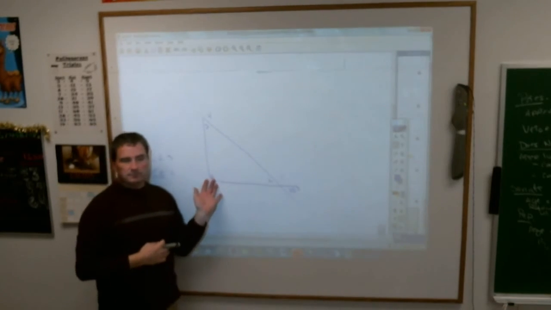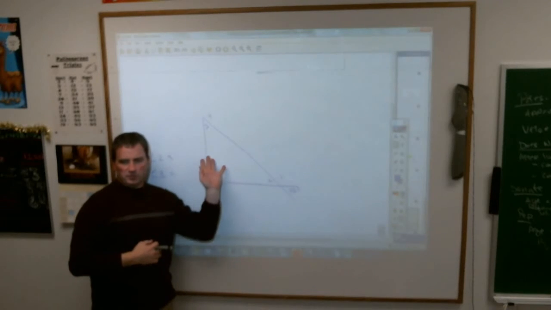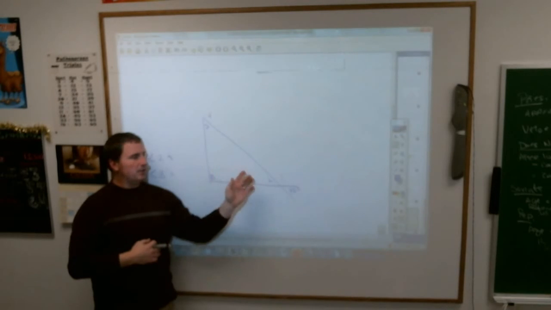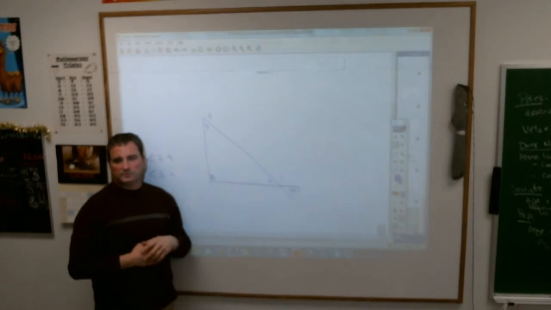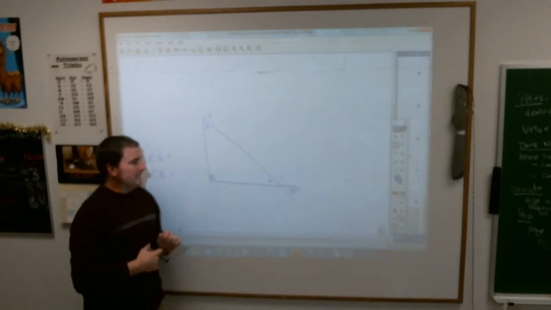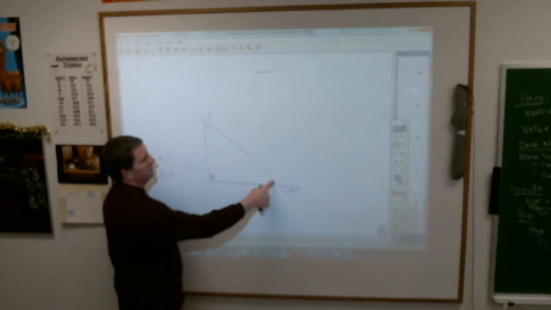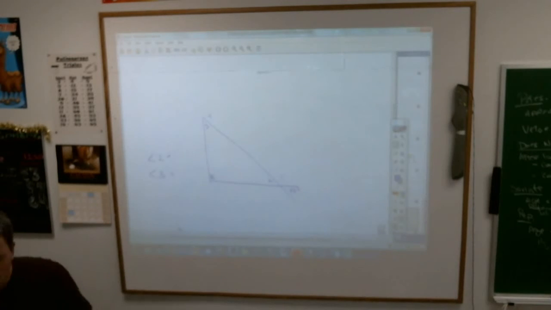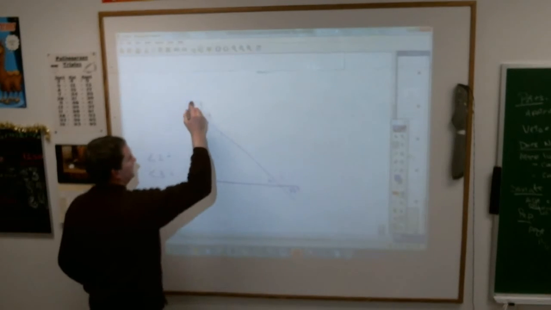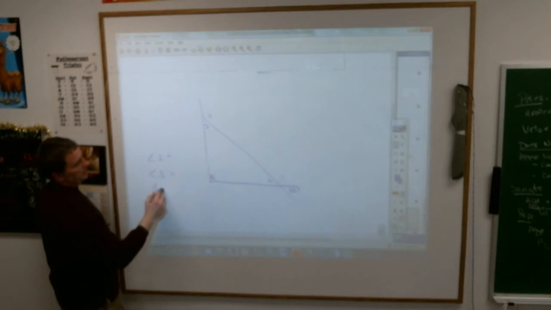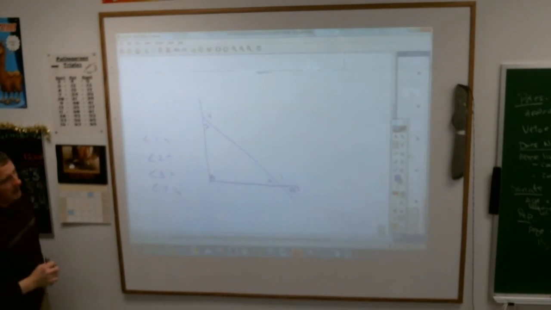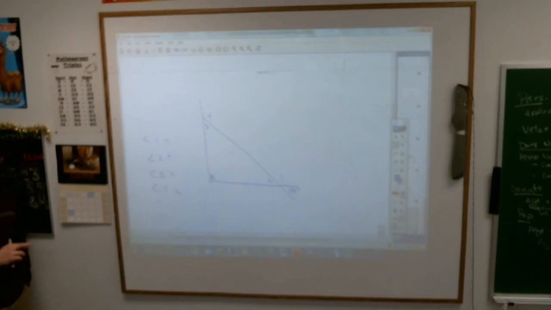By the way, there are no parallel lines cut by a transversal here, so we can't use some of that stuff. But a few of the things we talked about with intersecting lines would work. Anybody tell me anything? You should be able to tell me all the angles we have here. Let's just write them all down. Angle 3, angle 4, angle 1. How about what's angle 1 and why? Angle 1 is how many degrees?